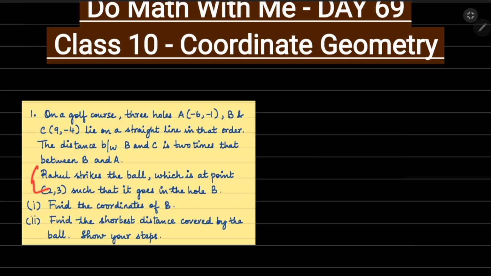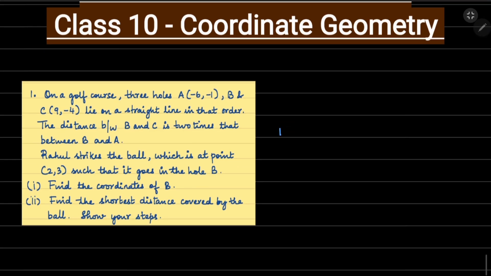So this is the second part. Find the coordinates of B. Find the shortest distance covered by the ball. Show your steps. So let us draw the diagram for the first statement, that is the A, B and C coordinates. So in a golf course, the 3 holes, that is A, B, C. So let's draw it for the first one.